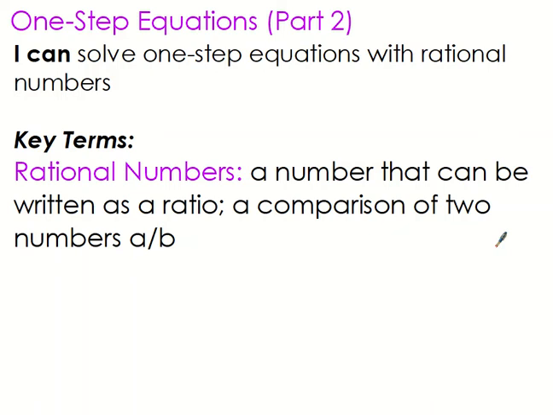This is part 2. We're still solving one-step equations, but we're going to have rational numbers in them. Just as a reminder, rational numbers are numbers that can be written as a ratio. It's a comparison of two numbers, A over B. It's just another term for fraction, but instead of parts of wholes, it could be any two numbers I want to compare.